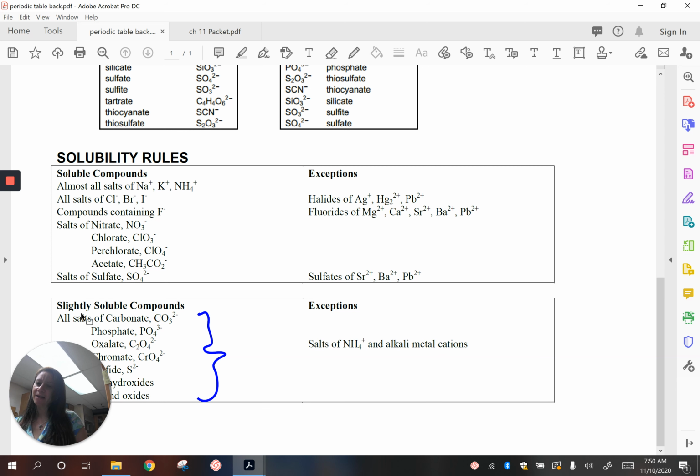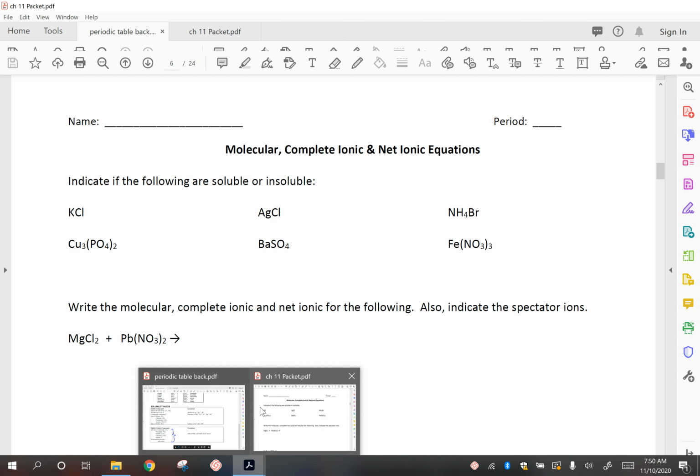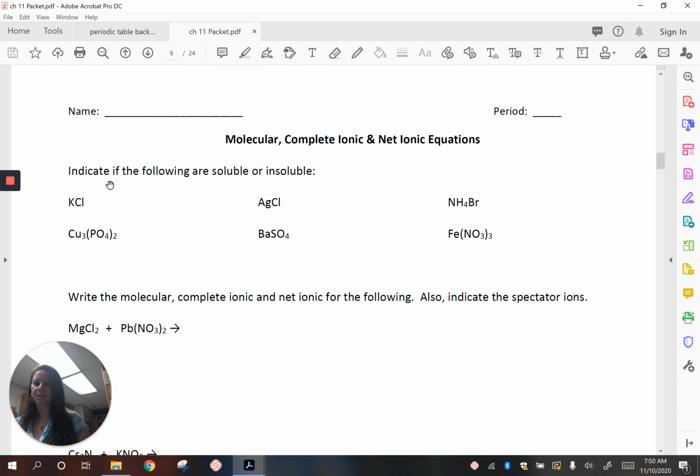And here it says slightly soluble. The phrases slightly soluble, sparingly soluble, or insoluble, all three of those mean the same thing. It means that very, very little of it dissolves. So slightly soluble is pretty much the same as insoluble. So let's use these rules to figure out if these things are soluble or not.